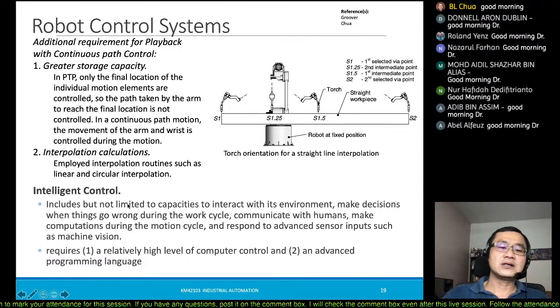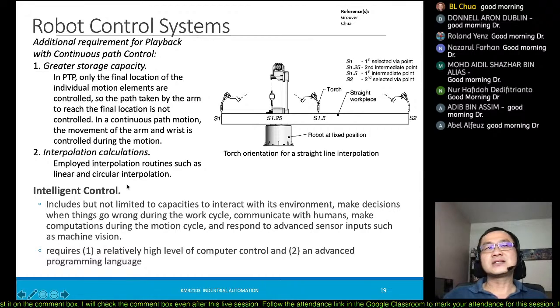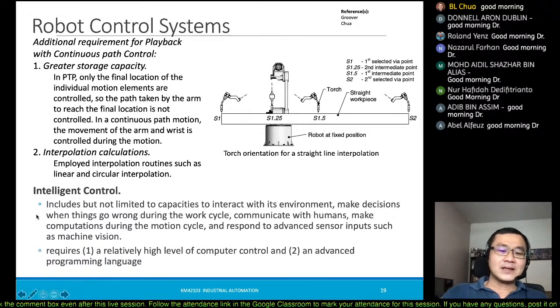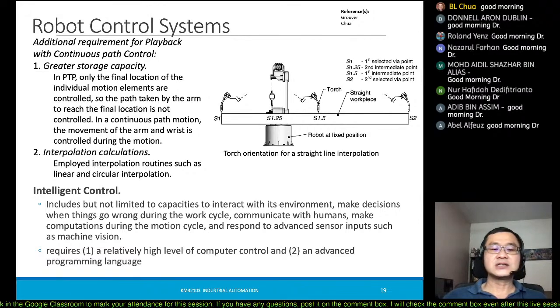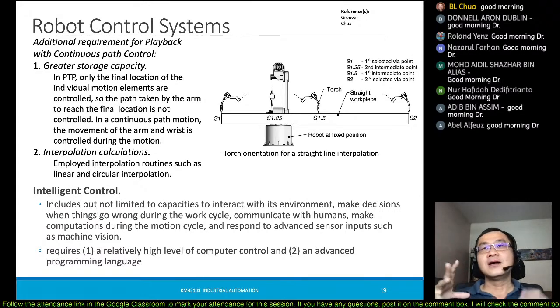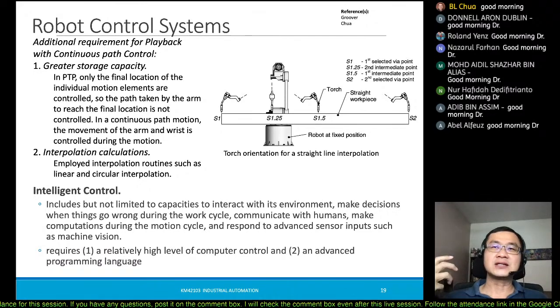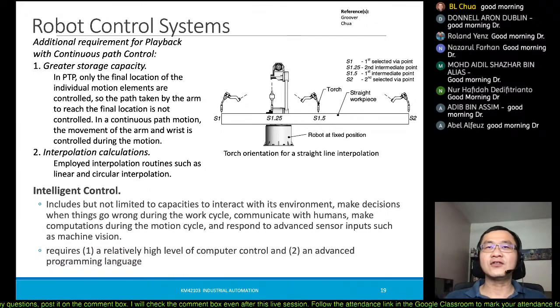Right. Then the fourth type of control would be the intelligent control. And this is what we always desire. This includes, but is not limited to, the capacity to interact with the environment, make decisions when something goes wrong, and also communicate with humans, telling the human what is wrong. It can make computations during motion cycles and respond to advanced sensors like vision. So you may have a heated object, you put in machine vision, so that it can process that vision, do that kind of processing and operate accordingly, right?